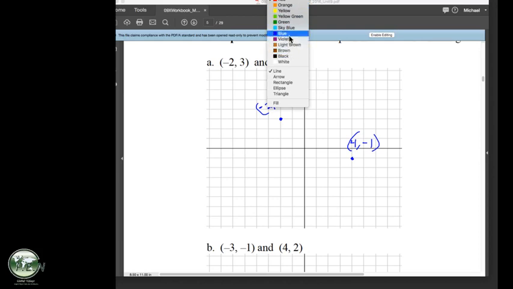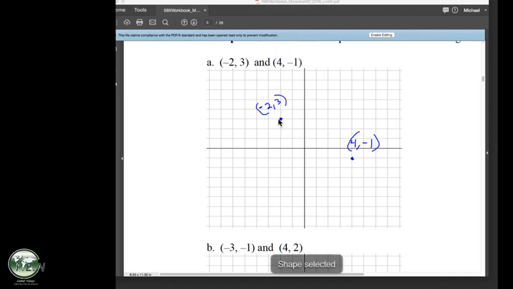Green. Let's go with green. Okay, so I'm going to connect them. So here's one going through this point. And then I'll do it the other way just to make it a complete line, going up this way. There we go. I didn't quite make it exactly through that point, but we'll pretend I did. Okay, so the drawings are right there.